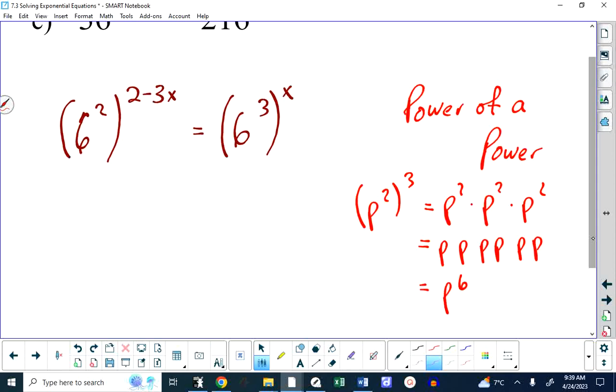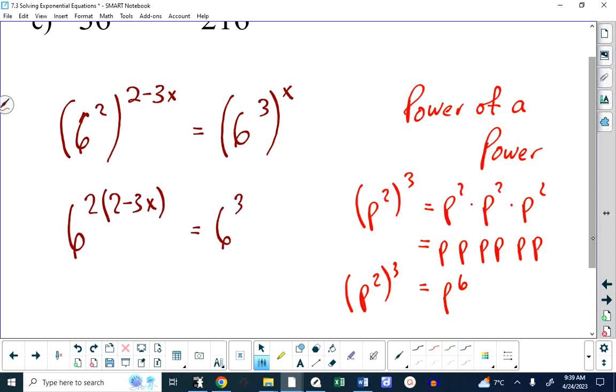But the shortcut is simply to say when you have a, quote, power of a power, you multiply the exponents. You don't add them, you multiply them. So what that means is this becomes 6 raised to the 2 times 2 minus 3x. This becomes 6 raised to the 3 times x.